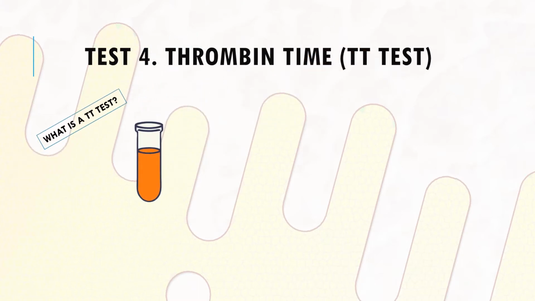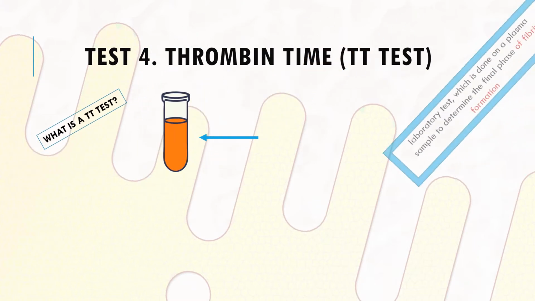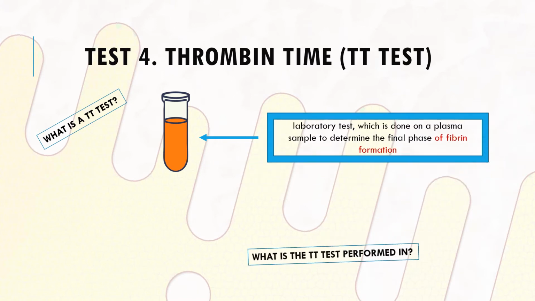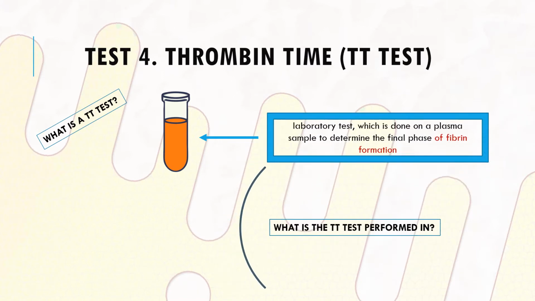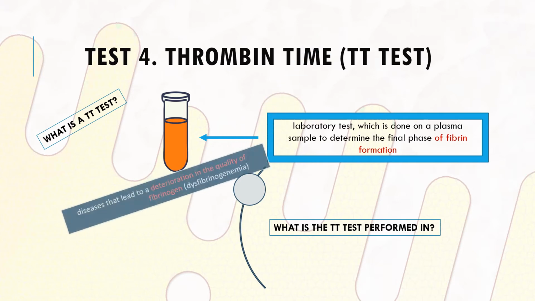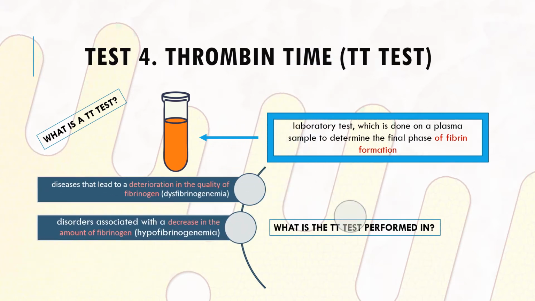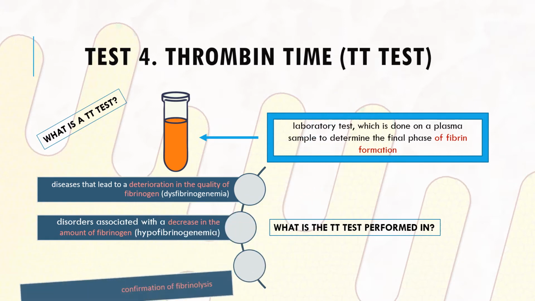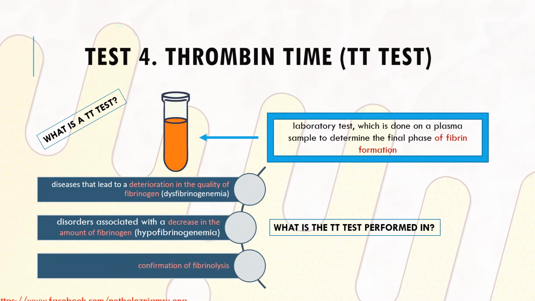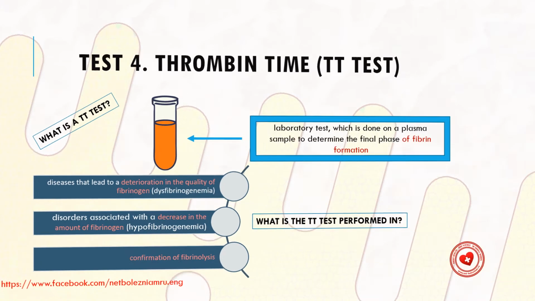Fourth test, thrombin time. Thrombin time is a laboratory study that is done on a plasma sample to determine the final phase of fibrin formation. It is done in such cases: diseases that lead to a deterioration in the quality of fibrinogen, dysfibrinogenemia, disorders associated with a decrease in the amount of fibrinogen, and confirmation of fibrinolysis.